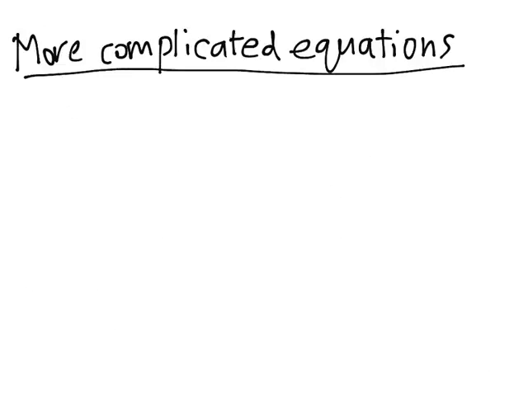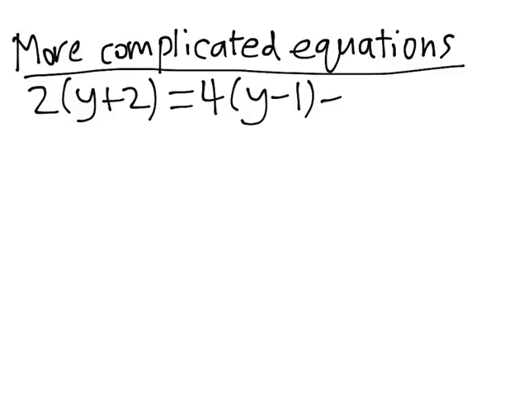Sometimes you'll encounter equations which are more complicated and where it's not obvious how to move all occurrences of the variable to one side. For example, if we have 2 times y plus 2 equals 4 times y minus 1 minus 6. In this equation, the y's are in parentheses and cannot be easily subtracted from both sides. When this happens, we must first simplify the expression into something we can deal with more easily.